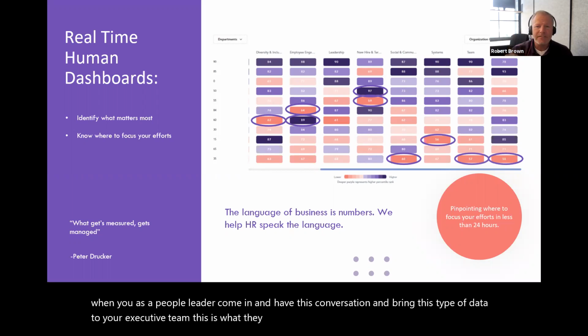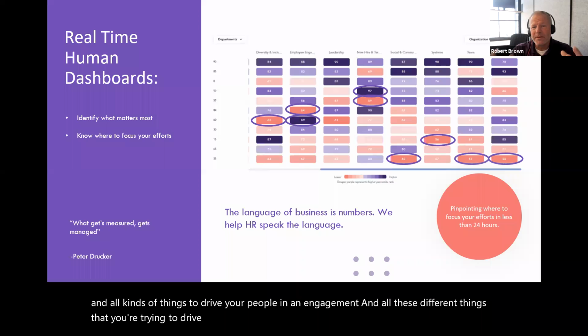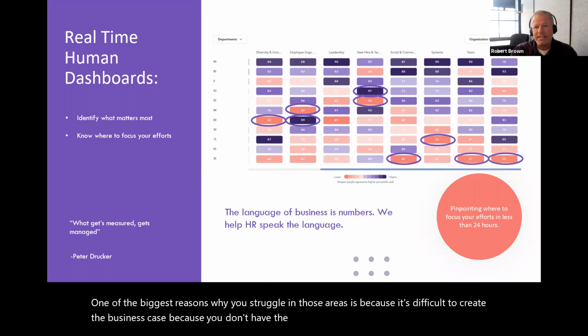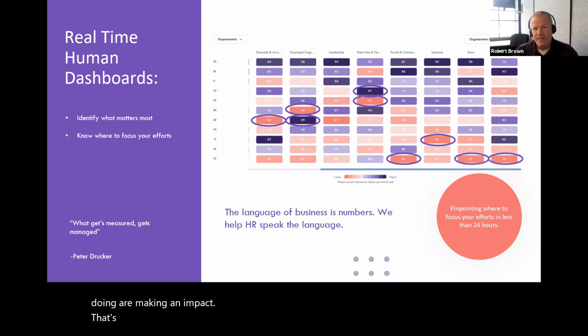You struggle oftentimes to get budgets and all kinds of things to drive your people and engagement and all these different things that you're trying to drive with people. Well, one of the biggest reasons why you struggle in those areas is because it's difficult to create the business case, because you don't have the data that supports it and validates it and is going to prove to your executive leaders that the things that you're doing are making an impact. That's what this gives you.